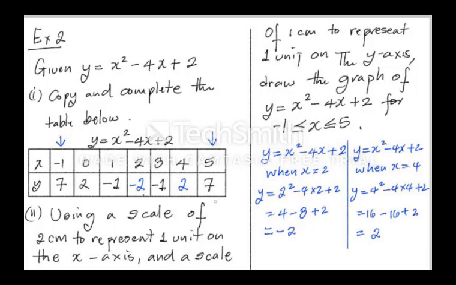This graph goes as high as what? +7, and as low, the highest it goes is what? +7, and the lowest it goes is negative what? 1. So the values of y help me to position my x-axis. So I need more space to the what? Top where y is positive, and less space to the bottom where y is negative.